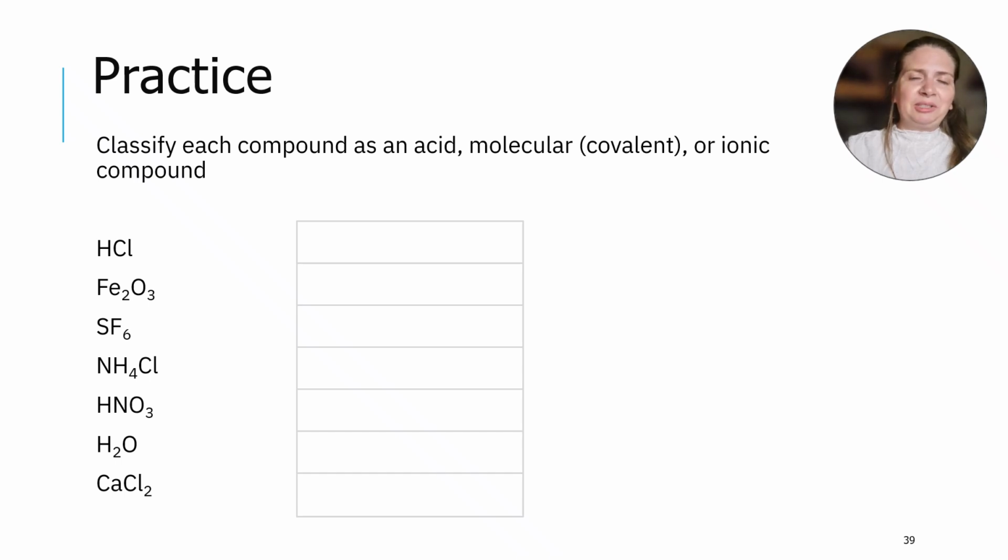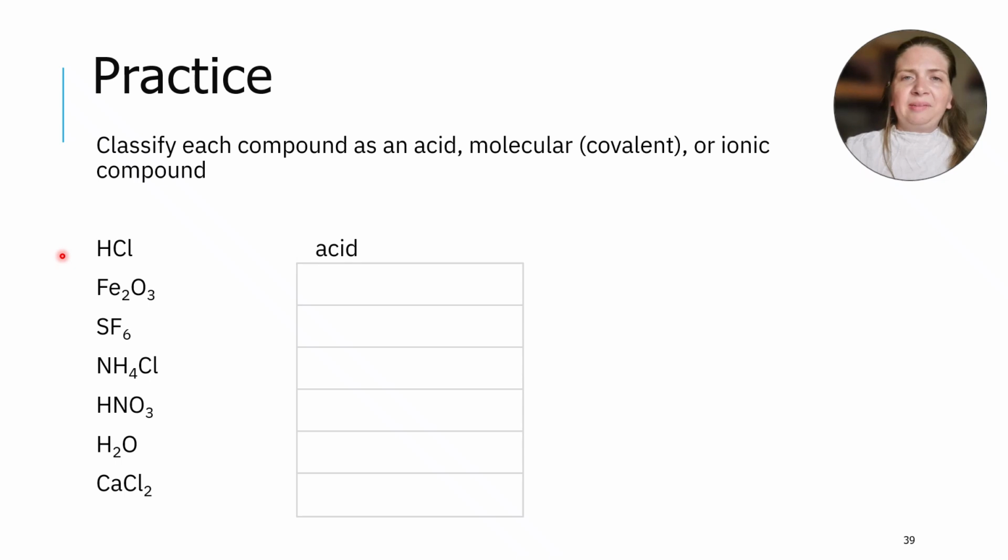Here's a practice question. Classify each compound as an acid, molecular compound, or ionic compound. The first compound is HCl. Since hydrogen is listed first and it is bonded to chlorine, this is an acid.